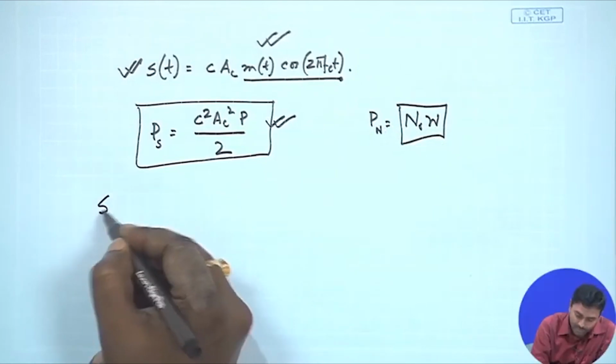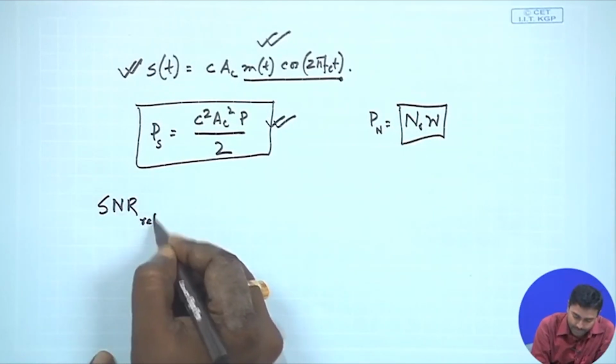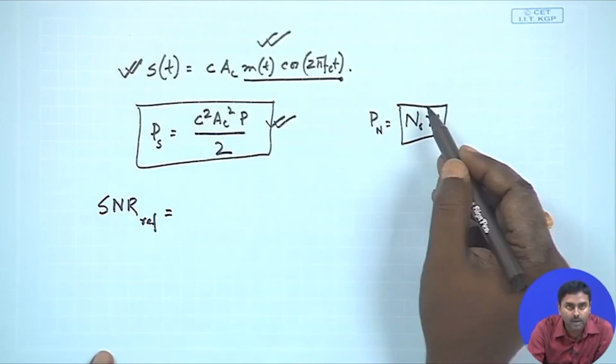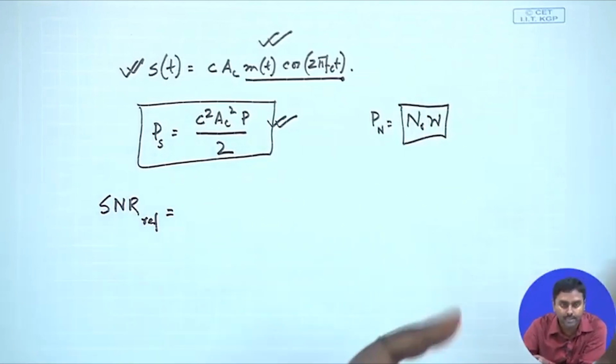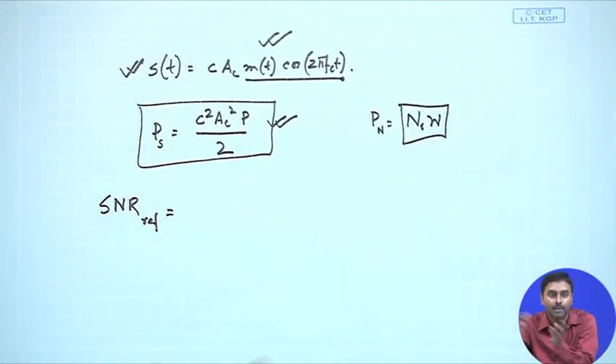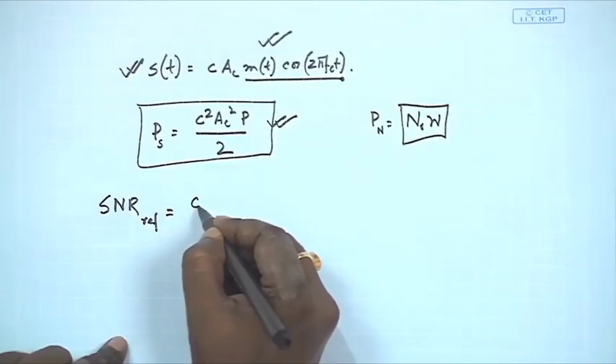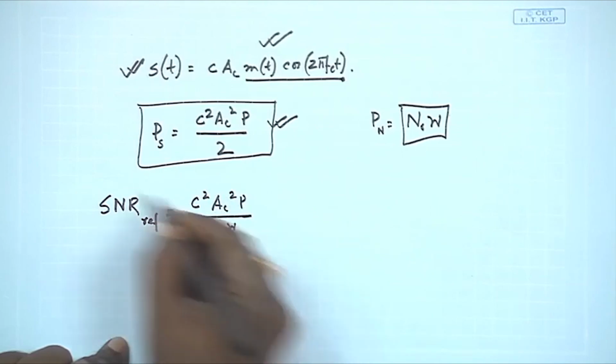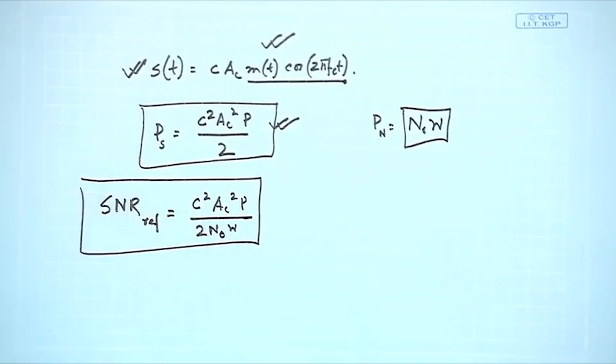Therefore, what is the SNR reference? That should be this power divided by this noise power, already passed through a low pass filter. This noise power has already been evaluated, passing it through a low pass filter of bandwidth W. So, it should be C square AC square P divided by 2 N0 W. That is one part of our calculation: SNR reference has been evaluated. Now, let us try to do it for the actual modulated signal.